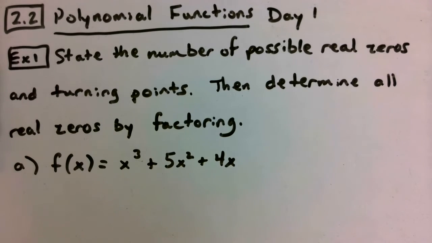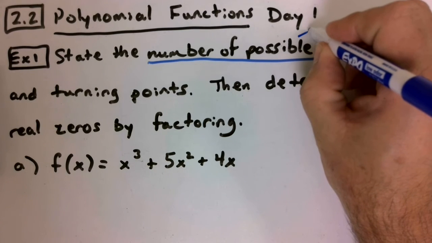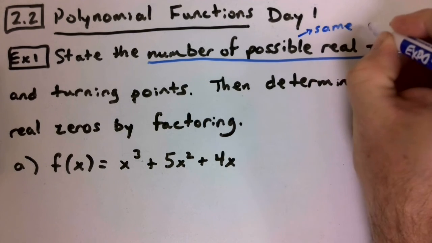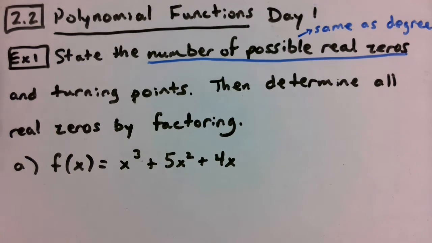When you go through and talk about these different phrases that are here, we have the number of possible real zeros. What we can do by taking a look at the equation is we can predict the maximum number of possible real zeros. We may have less than that, but we will know the maximum number. And that is the same as the degree, and if you remember how to determine the degree of a polynomial, it is the highest power of x.